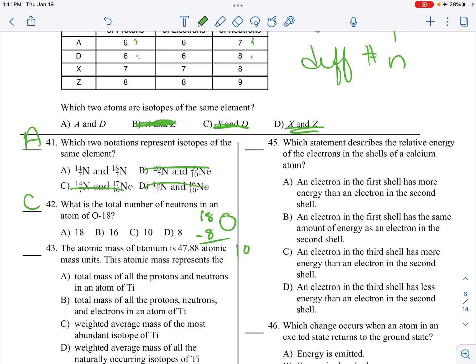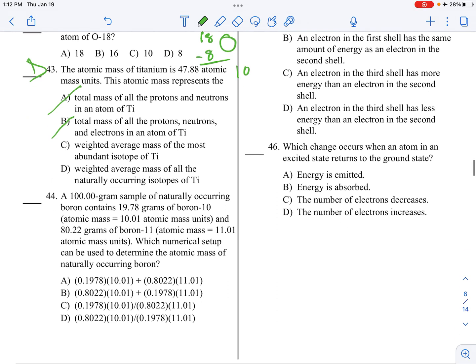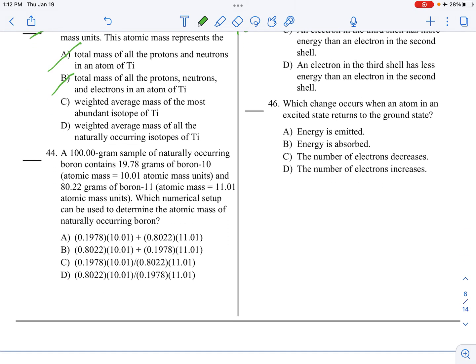Okay, atomic mass is that. It represents the total mass? No, it's a weighted average of the most abundant or the naturally occurring. Nope, naturally occurring. And again, that formula is not on the reference table, unfortunately.